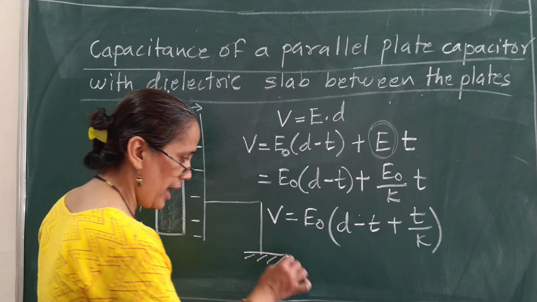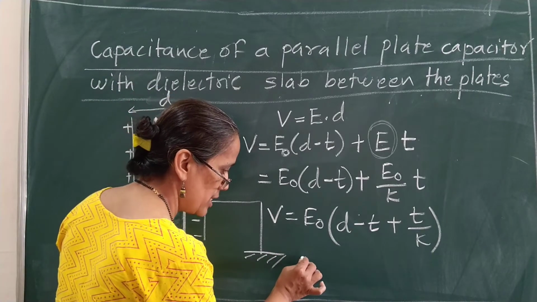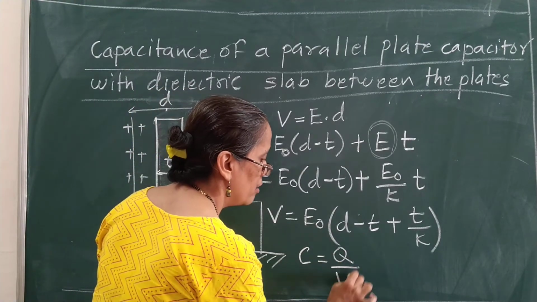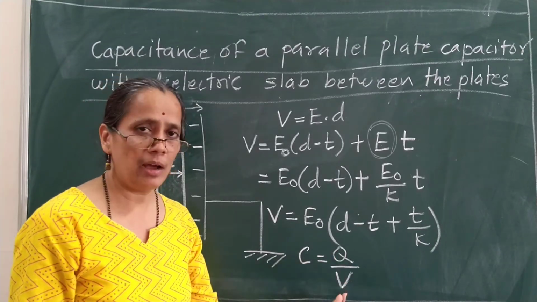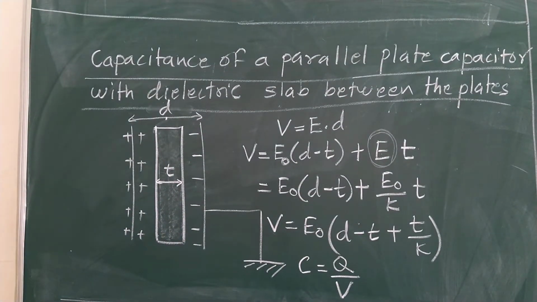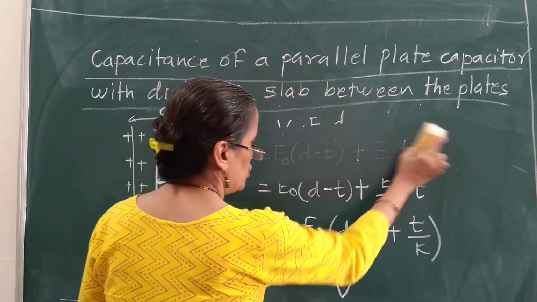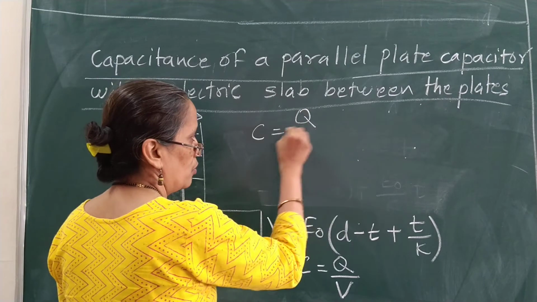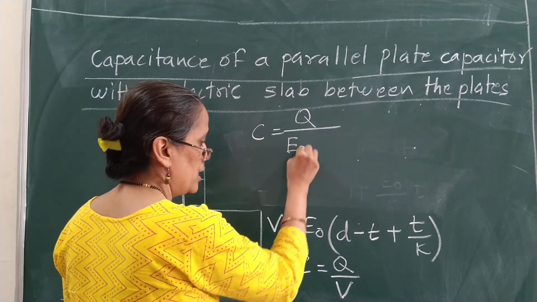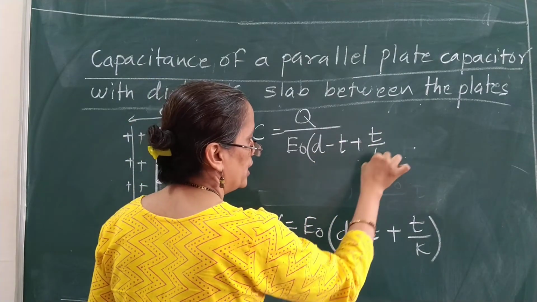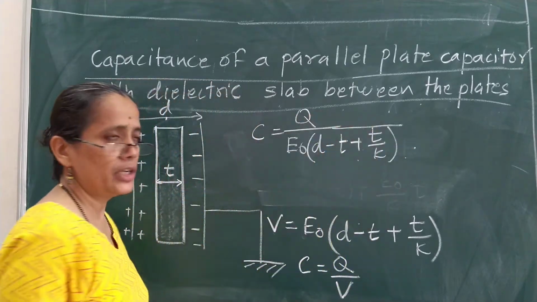And we have a formula: capacity C can be written as charge Q upon V. Now in that formula, we are going to substitute the value of V. So C is equal to Q upon E0 into the bracket d minus t plus t upon K.